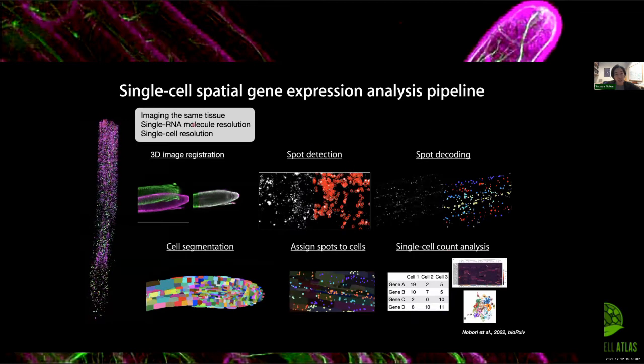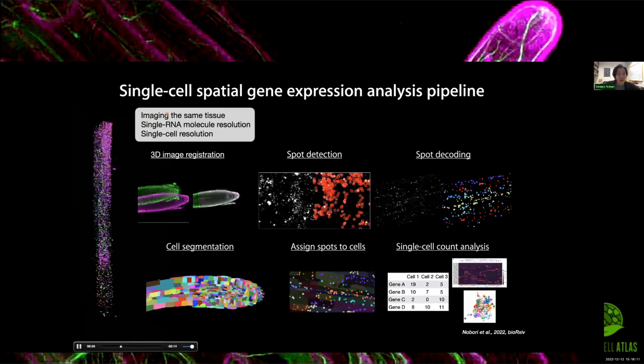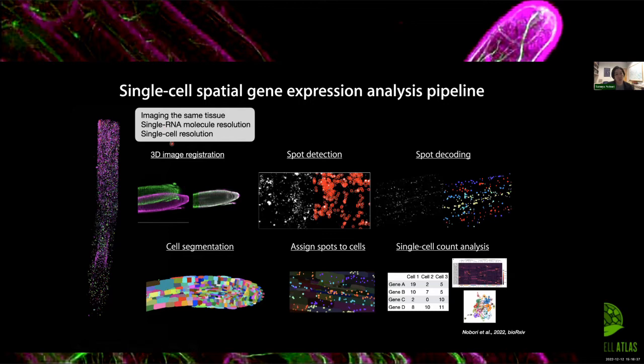So here, let me again emphasize some of the key features of PHYTOMap. First, you can take images using exactly the same tissue over the course of FISH. So at the end of the experiment, you can combine all the images together into one tissue image. Also, it has a single RNA molecule resolution. You can basically count each spot to do a sort of semi-quantitative analysis. And of course, it has single cell resolution. So single cell analysis is also possible.